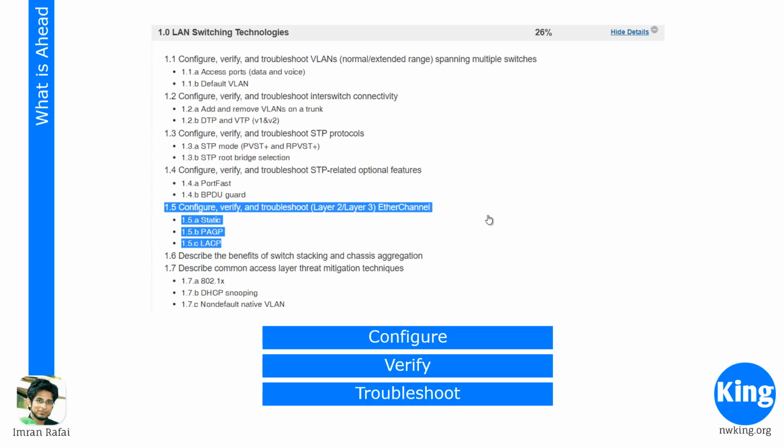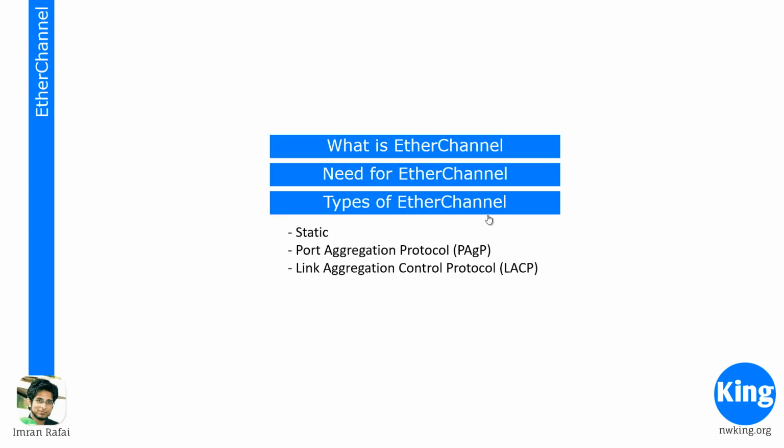Like I said, going by Cisco's ICND exam topics, we see 1.5 is what we will be covering today, but 1.5 also says layer 3. We will not be getting into layer 3. So: configure, verify and troubleshoot layer 2 EtherChannel, and we have three types: static EtherChannel, PAgP protocol EtherChannel, and LACP protocol EtherChannel. We will look at what these are and understand a little bit more about the differences. Before we go ahead, we need to understand what an EtherChannel is.